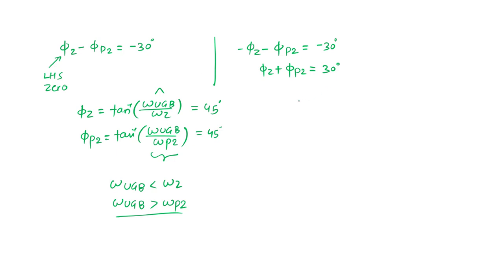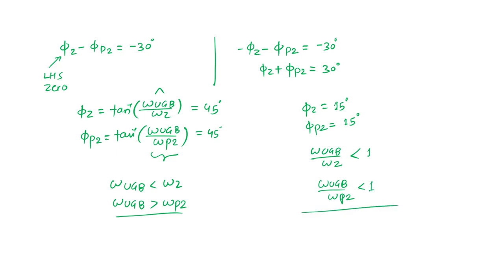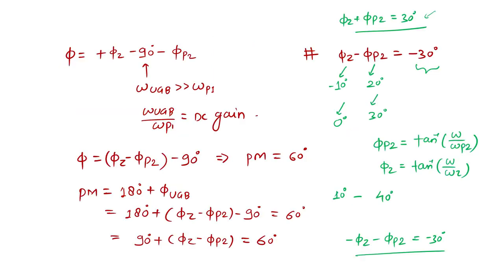And now what is happening here? Okay, let me give omega g to be 15 degree and omega p2 to be another 15 degree. And what you say is that omega UGB by omega g should be less than 1, and omega UGB by omega p2 should be less than 1 as well. Okay, so these are few things you can see in this calculation.